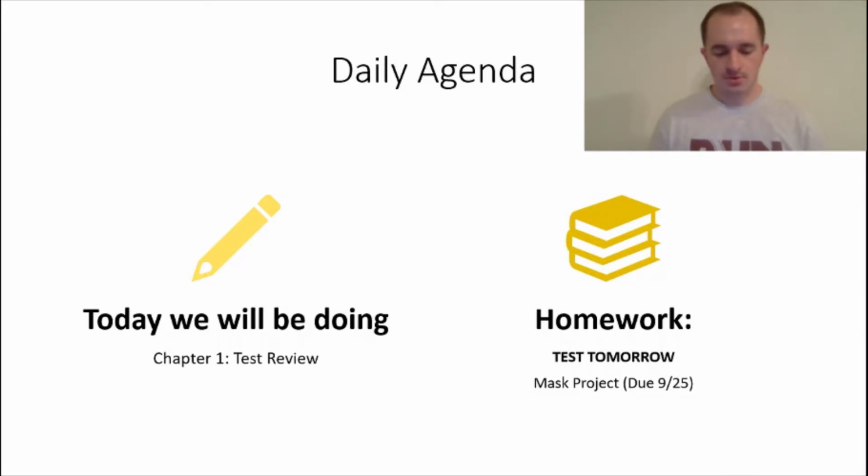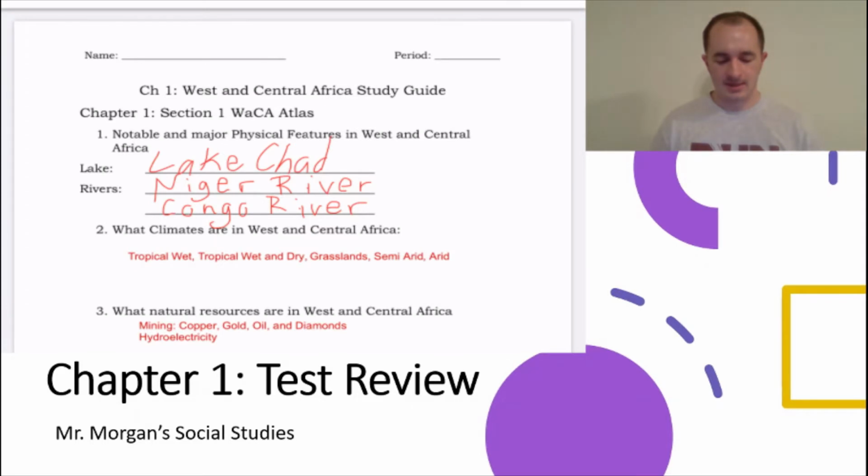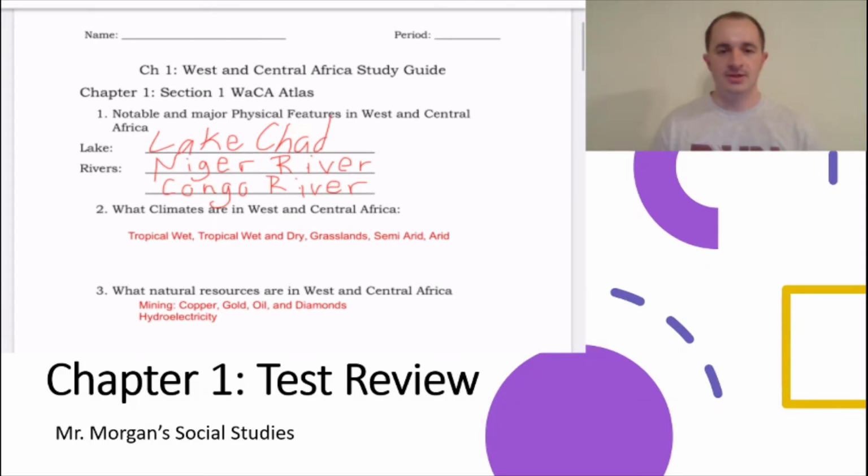All right, so I have the study guide pulled up on my iPad and I have put all of the correct answers in. So let's go ahead and walk through that. The first thing that we need to go through is the Chapter 1, Section 1 Atlas. So this was when we were talking about geography and population. I believe this was on September 1st. So if you go back, I'll link the videos for all of these that we went through.